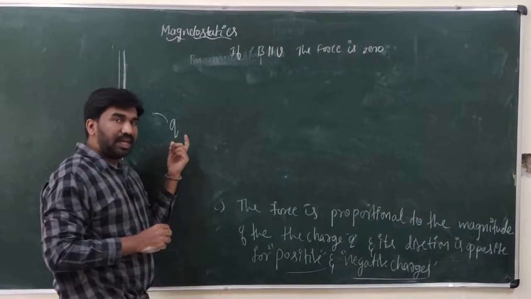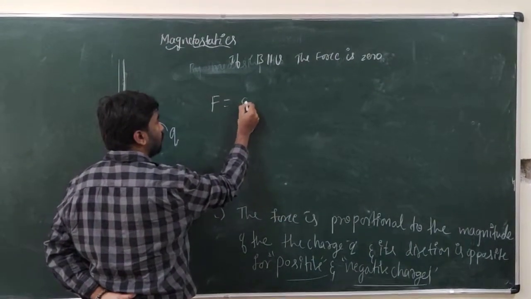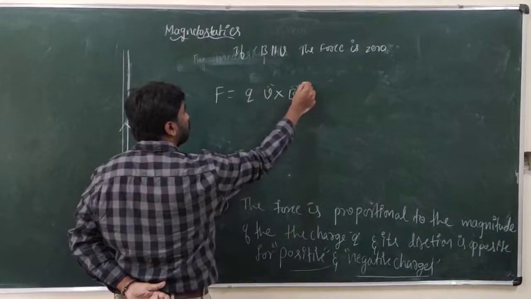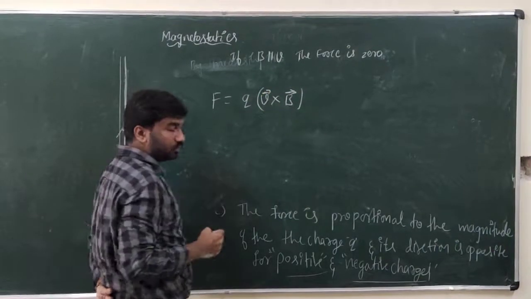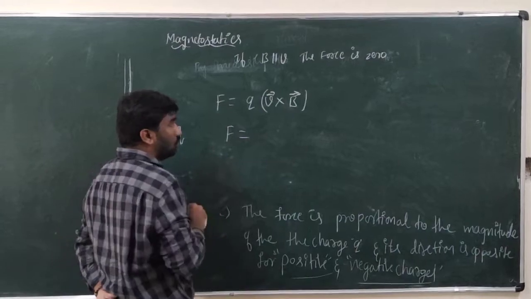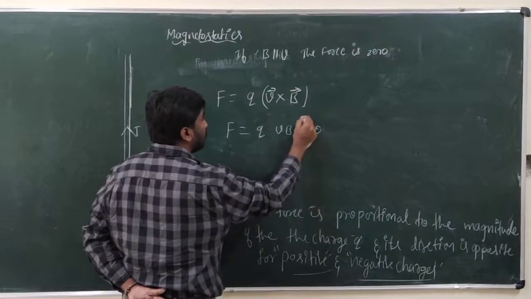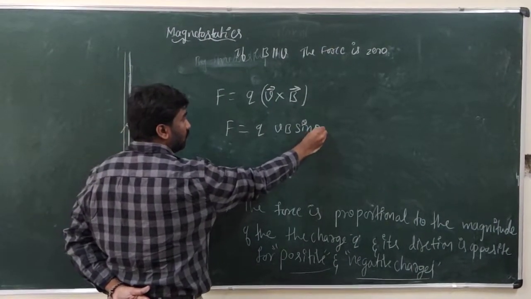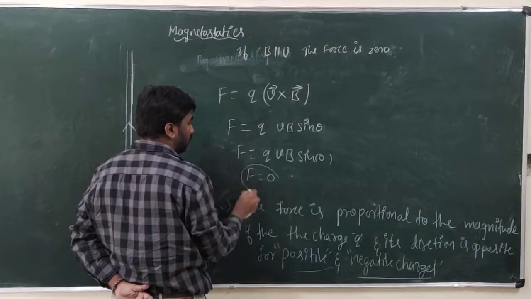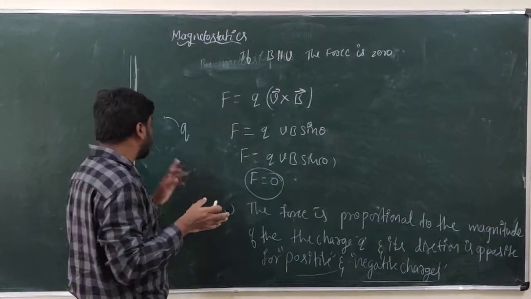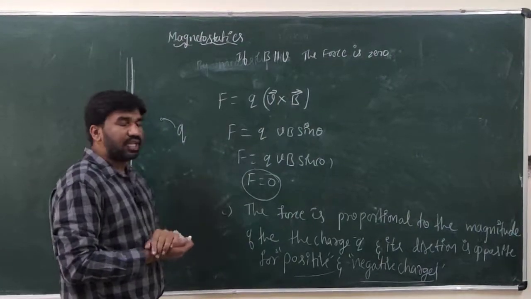If the magnetic field B and the velocity of the particle are parallel to each other, then the force is 0. Why? Because the magnetic force F is equal to q into v cross B, which we can write as q v B sine theta. If v is parallel to B, the angle between them is 0. Substituting 0, q v B into sine 0 is nothing but 0, therefore F is equal to 0. That means the magnetic force acting on this charge is 0.